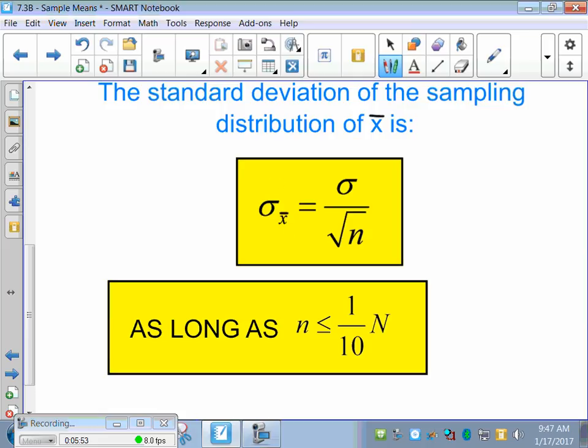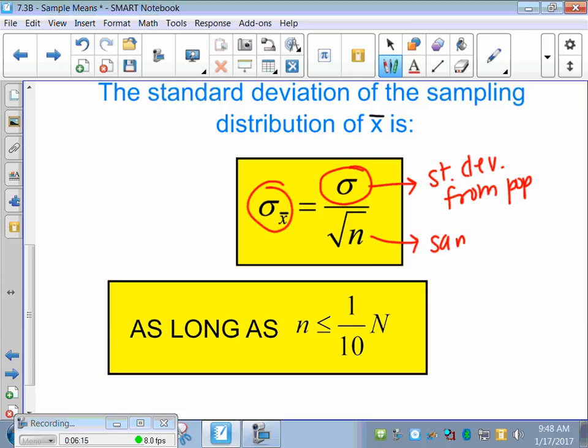This, from the sampling distribution, is equal to the true standard deviation. So this is the standard deviation from the population, the standard deviation that's given from the population. And n is your sample size. In our penny problem, the one we just did, our sample size was 5. We drew 5 out of the bag. If we drew 25 out of the bag, we would be decreasing the standard deviation.